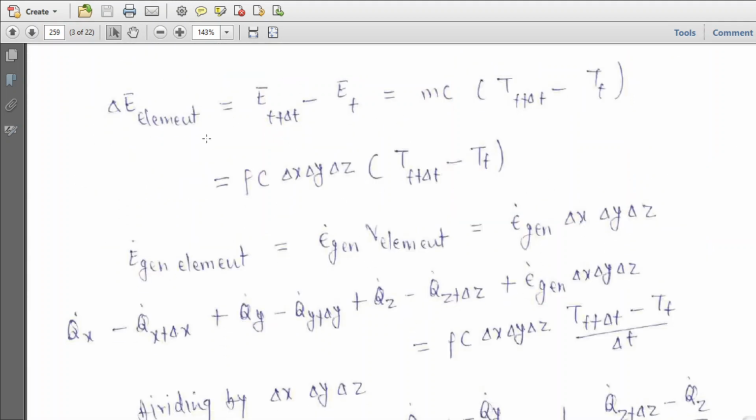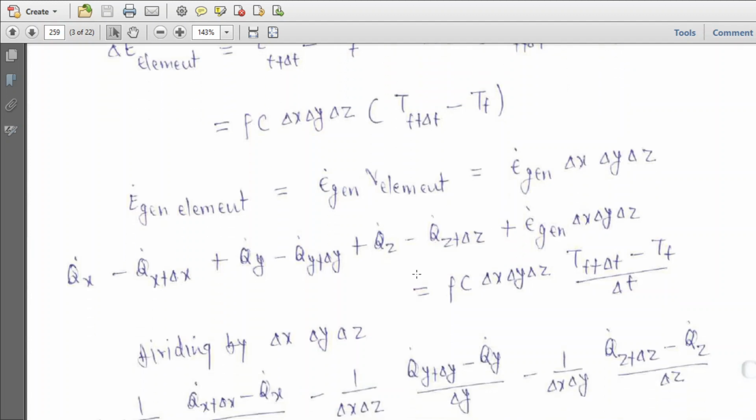Now the energy change of the element is the energy at time t plus delta t minus the energy at time t. So this is m c times T at t plus delta t minus T at time t, which is rho c delta x, delta y, delta z times T at t plus delta t minus T at time t. Energy generation within the material is E dot generation into the volume of the material, so E dot generation delta x, delta y, delta z.